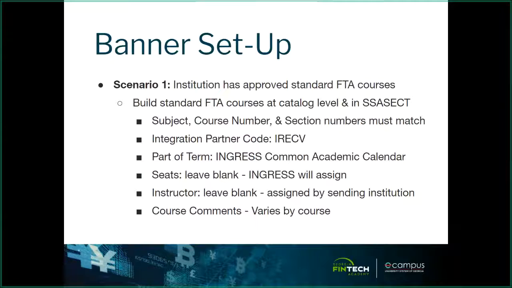So if you have your courses built and you want to make sure they're there, we'll be reaching out if we're not seeing them. But you can, of course, reach out to us to make sure that you can see the courses if you want to have that information really quickly. Then for your part of term, we've already discussed that we'll need to follow the Common Academic Calendar. For your seats, you will need to leave those blank, as those will be assigned by Ingress. That process will happen about every 10 minutes. It will redistribute and rebalance the seats between all of our partner institutions.